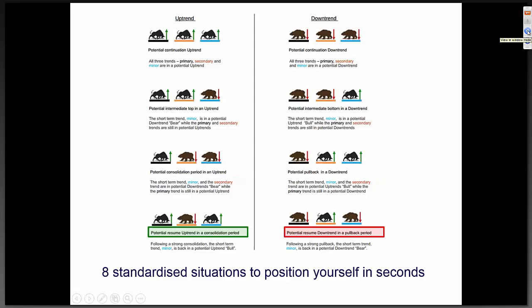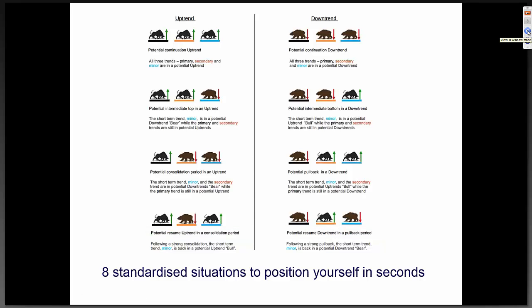Finally, when your long term is in a potential bull, and you had a potential consolidation period over the medium term, and your short term is in a potential bull again, it's a potential resume uptrend in a consolidation period, and vice versa for the downtrend.